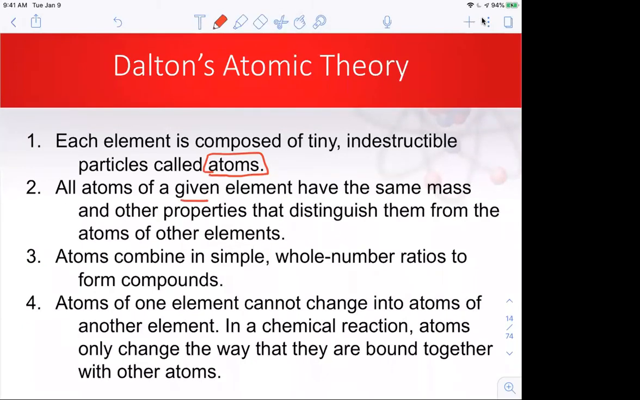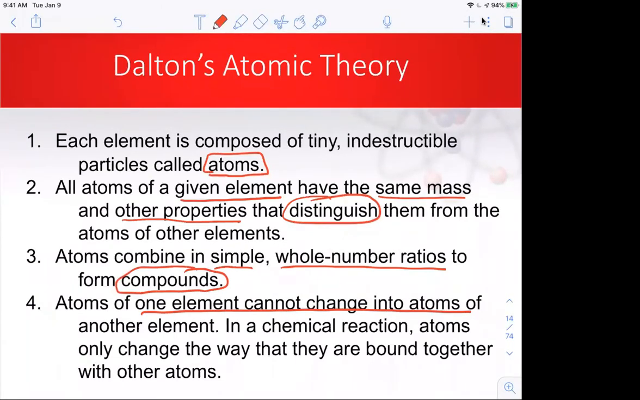Any atom of a given element has the same mass and other properties that distinguish them from atoms of other elements. Atoms combine in simple whole number ratios to form compounds, and atoms of one element cannot change into atoms of another element. In a chemical reaction, atoms only change the way that they are bound together with other atoms. So what I notice is that all of these basic principles sort of apply back to one of those laws that we just talked about.